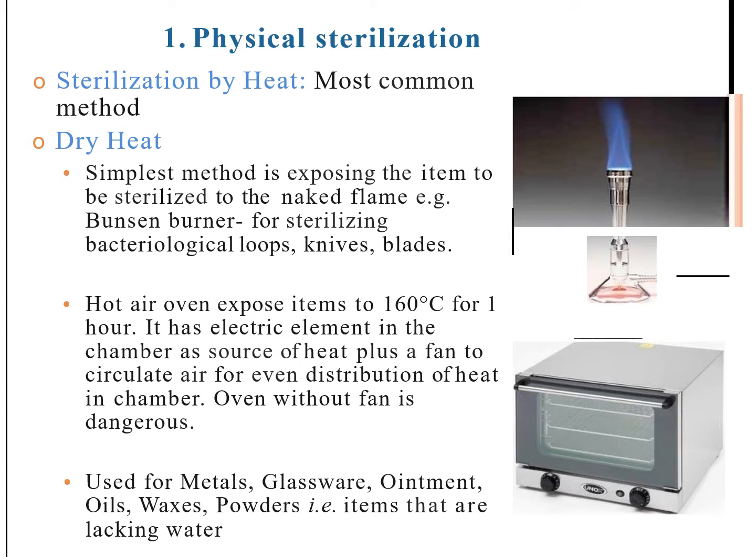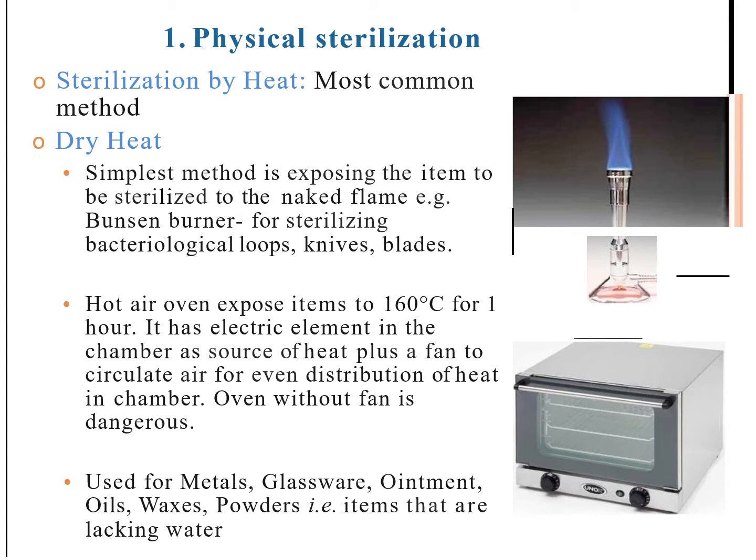The first sterilization technique that is prominently used in plant tissue culture is dry heat sterilization or sterilization by heat. The first method, dry heat, is the simplest method, which involves exposing the items to be sterilized to the naked flame. For example, a Bunsen burner, or in some cases we also use the spirit lamp for sterilizing bacteriological loops, knives, blades, and surgical tools like forceps and scalpel.